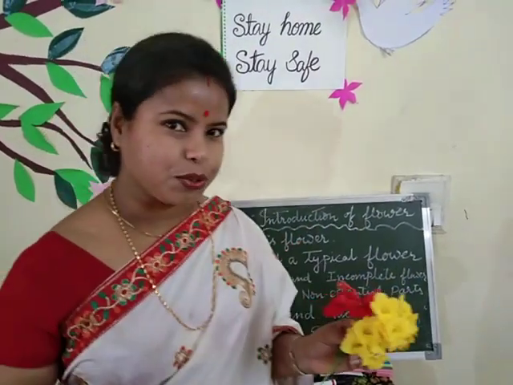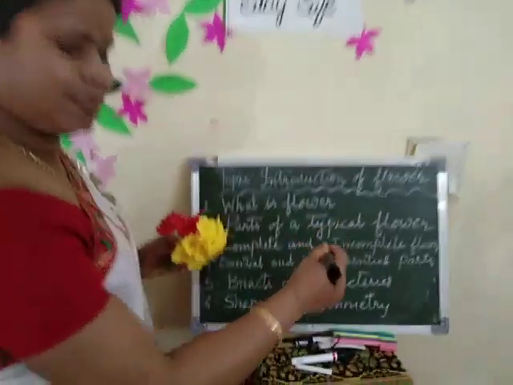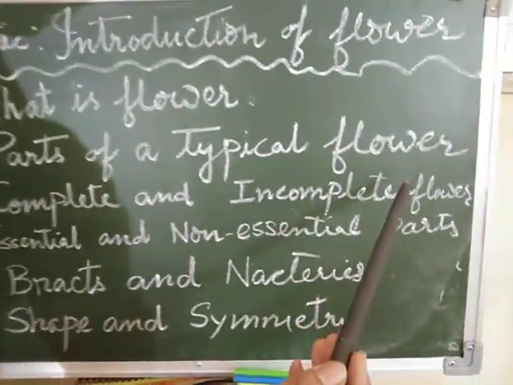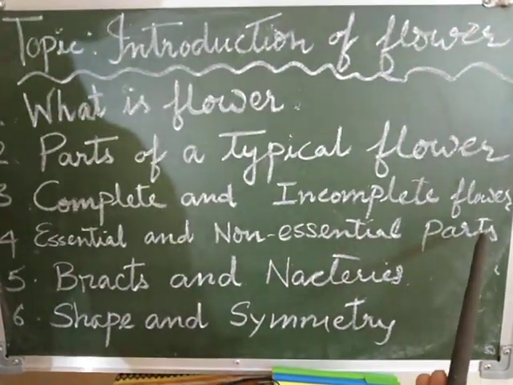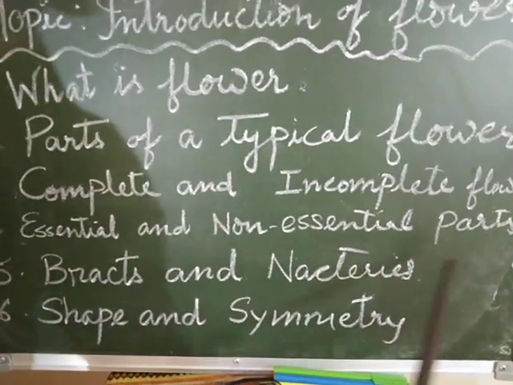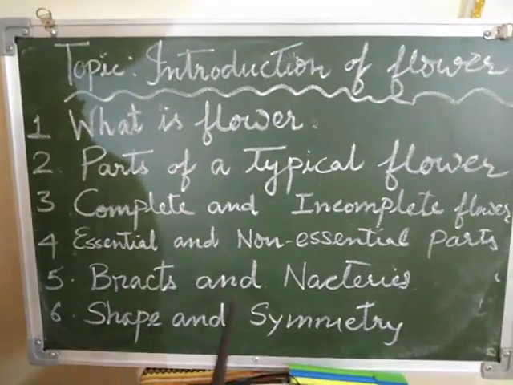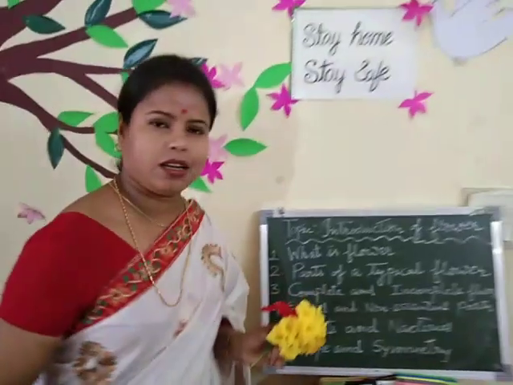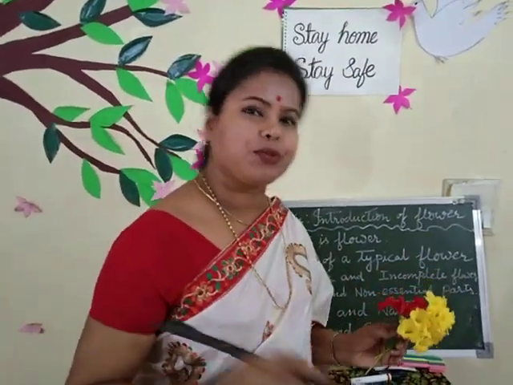Today, in this video, I am going to cover these points. See, what is flower? Parts of a typical flower, complete and incomplete flower, essential and non-essential parts of a flower, bracts and nectaries of a flower, shape and symmetry of a flower. I will explain each and every point one by one.